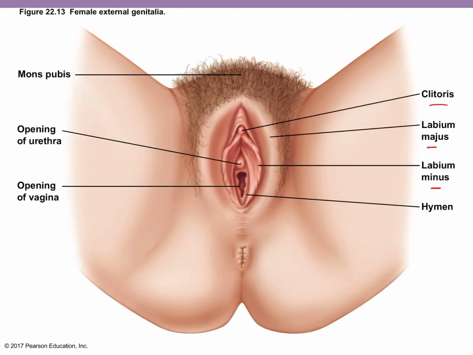The hymen, which is not shown here, is a membrane that covers the opening to the vagina. That membrane is variable in women. Some women have a very tough, thick hymen that bleeds when it's broken. And then some women have a barely there, very thin hymen that's barely noticeable if it's ruptured or broken. Here we have the opening to the vagina, the opening to the urethra, and the mons pubis, which is a pad of fat found over the pubic symphysis.